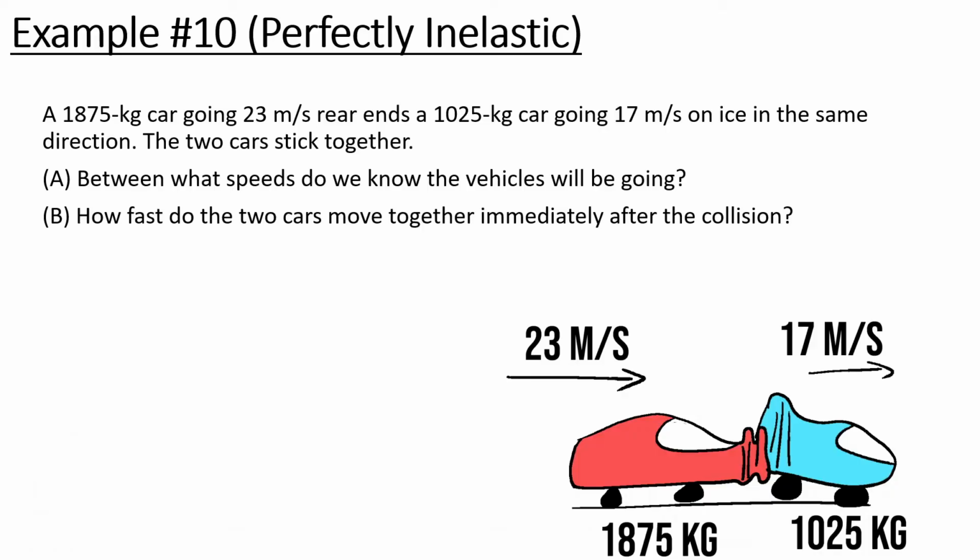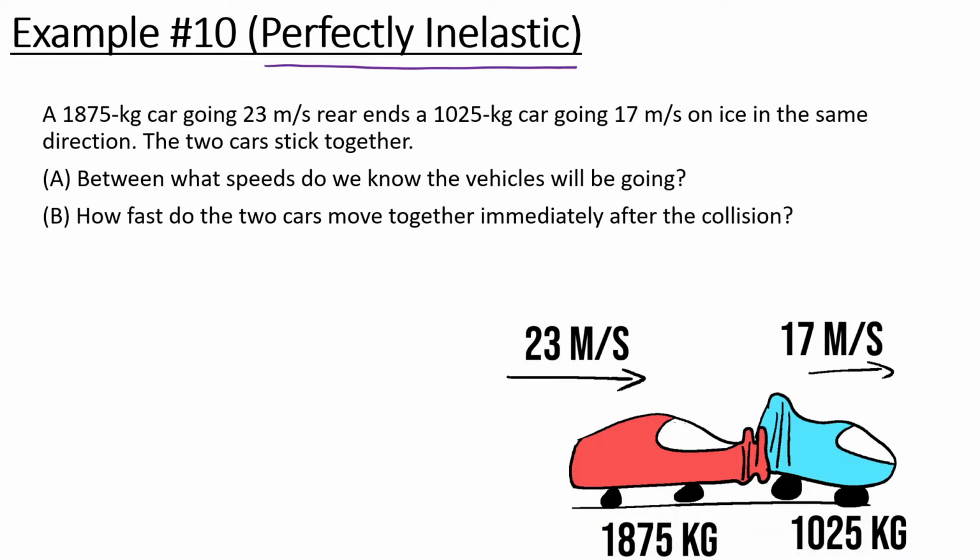So let's look at this first example. We're talking about perfectly inelastic collisions today. A 1875 kilogram car going 23 meters per second rear ends a 1025 kilogram car going 17 meters per second on ice in the same direction. The two cars stick together. Between what speeds do we know the vehicles will be going?